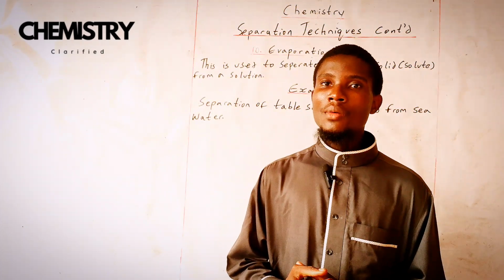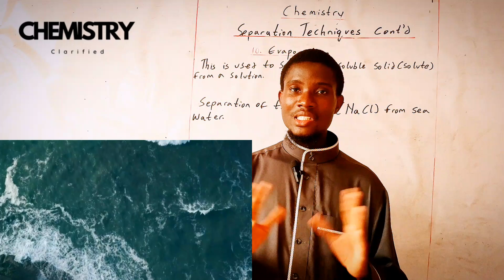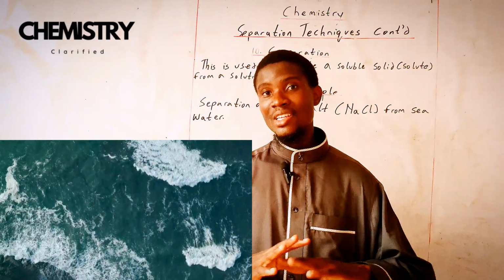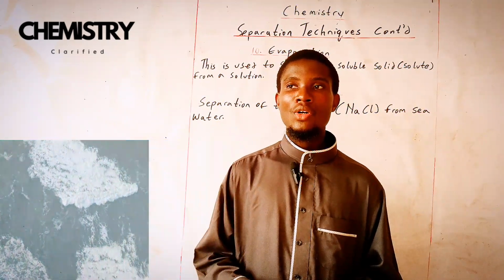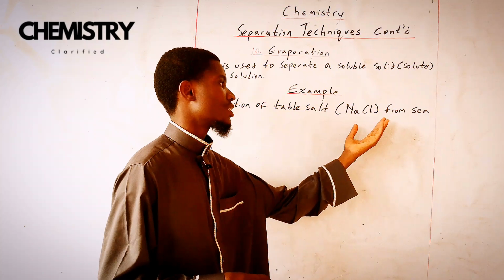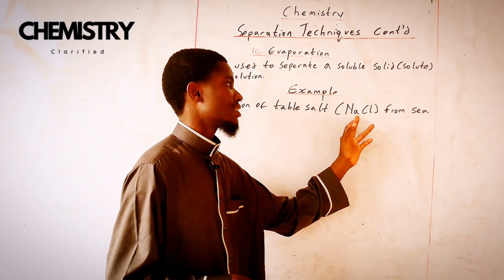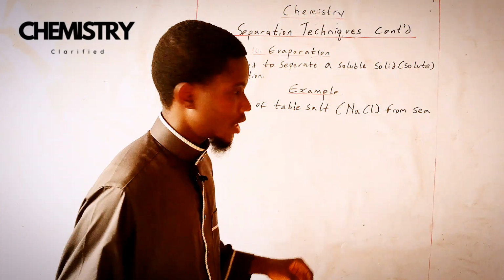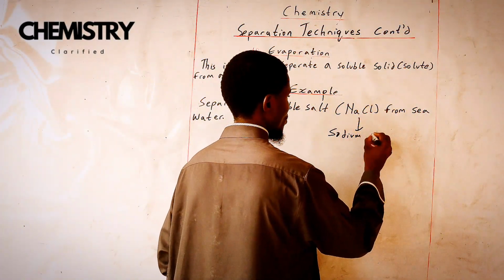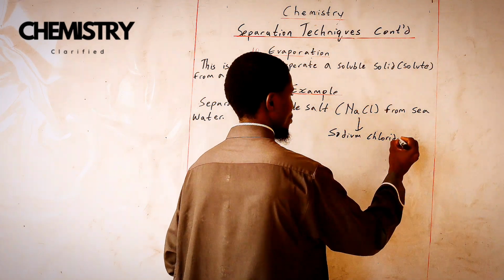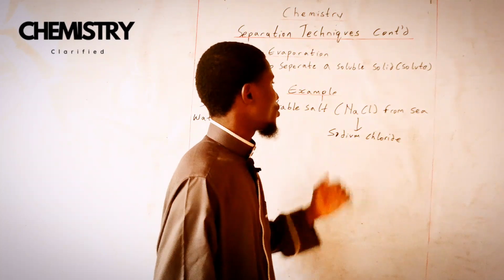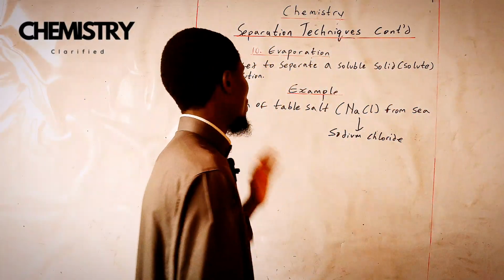An example of this is seawater. In nature, we have salt, the table salt that we put in our food. It is present in seawater in abundance, and that is naturally occurring. In chemistry, the table salt we put in our food, we refer to it as sodium chloride, and this is its chemical formula, sodium chloride. Now, if we want to get this sodium chloride from seawater, what are we going to do?